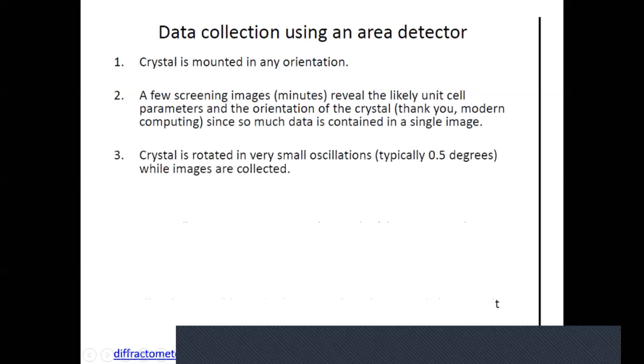Then once you do the screening, you can do a full data collection. The crystal is actually rotated in half-degree increments while the X-rays are shining on it. So it gets a kind of scan of the crystal. It's not just one position. The crystal usually moves a half degree while the X-rays are striking the crystal.